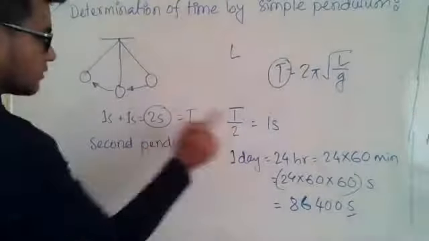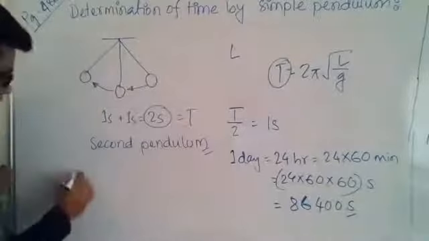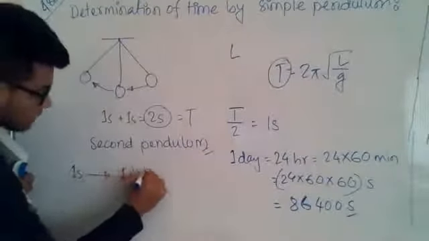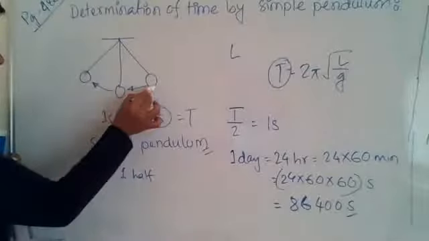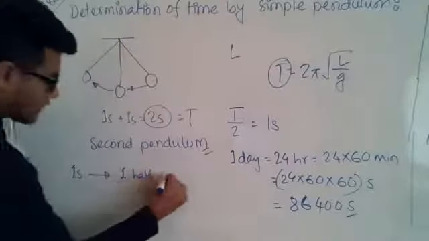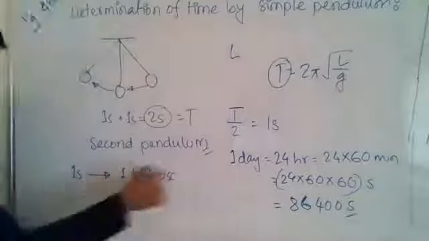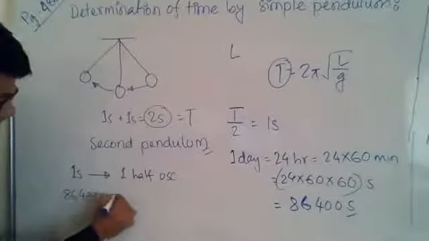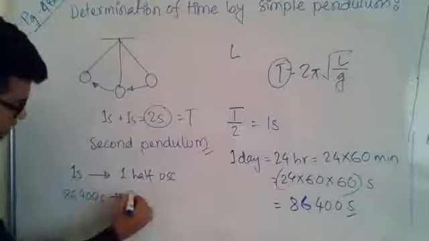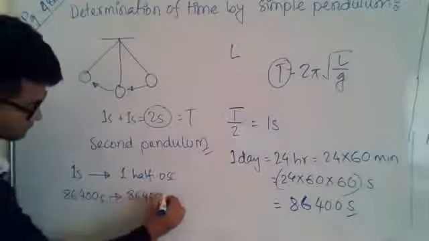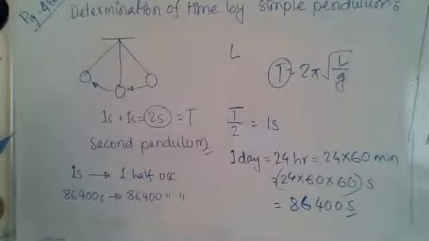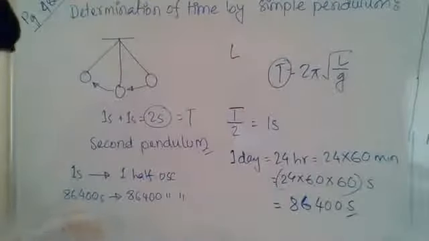In 1 second, it will do one half oscillation. Half oscillation means it will come from here to here, right? So if I have 86,400 seconds, in that time it will complete an equal number of half oscillations, right? Half oscillation we are talking about. Do not get confused.